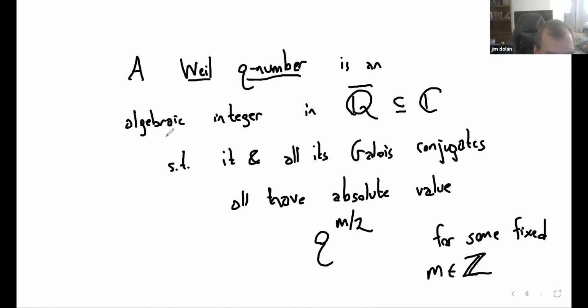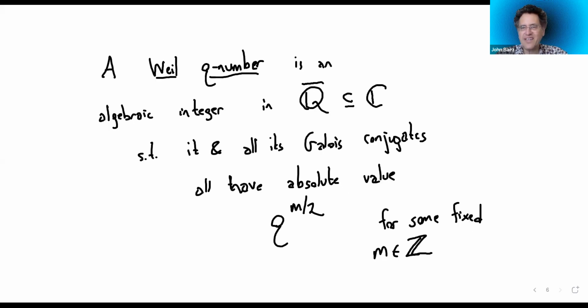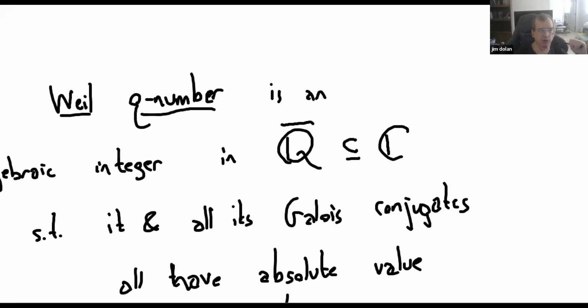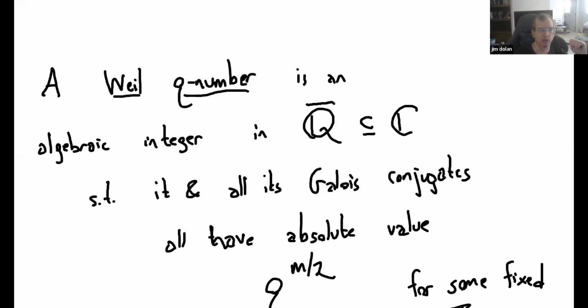Absolute value Q to the M over 2. So that idea would seem weird, perhaps, if you hadn't seen the Weil conjectures. Right, but it's already seeming somewhat okay because of vague rumors about the Weil conjectures.